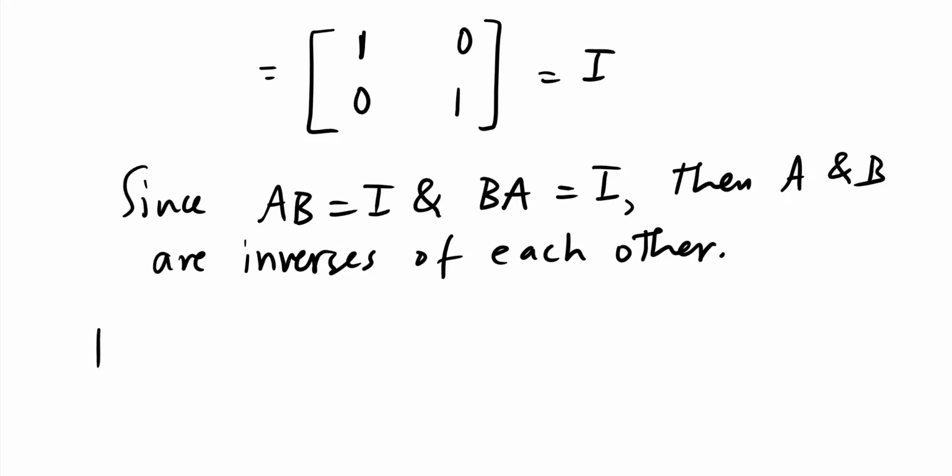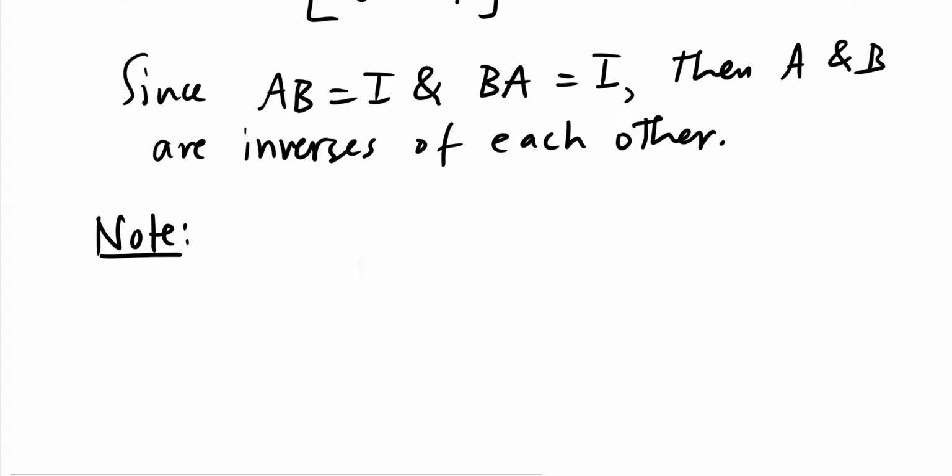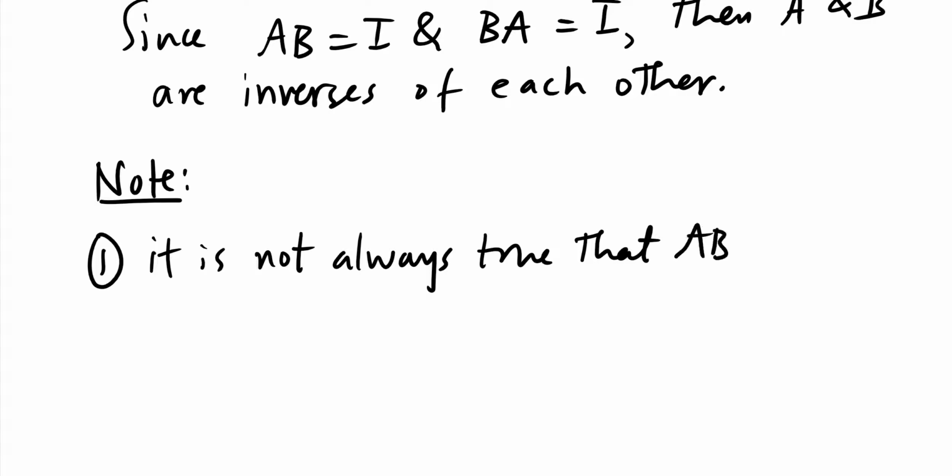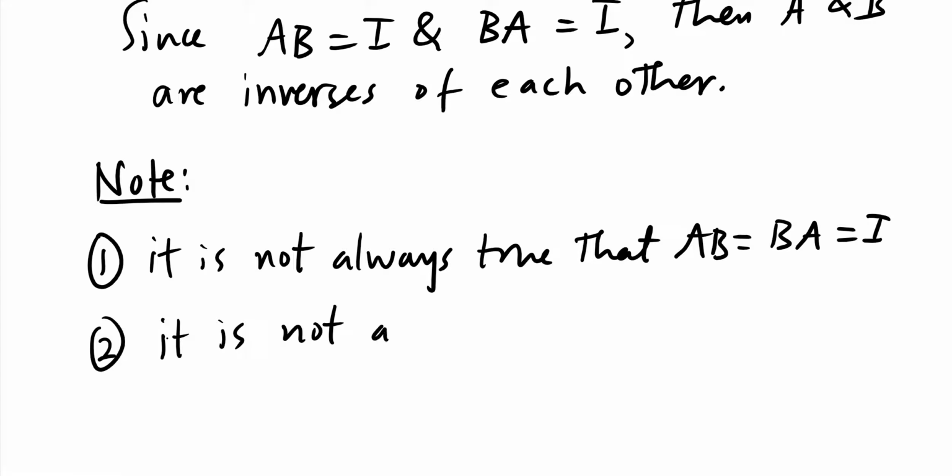Quick notes to add. First note, it is not always true that A times B has to equal B times A, or equal I. You can multiply A and B and get the identity, but B times A is not the identity, or you can get two different things. They don't have to both be the identity. So it is not always true that AB equals BA. Not all the time.